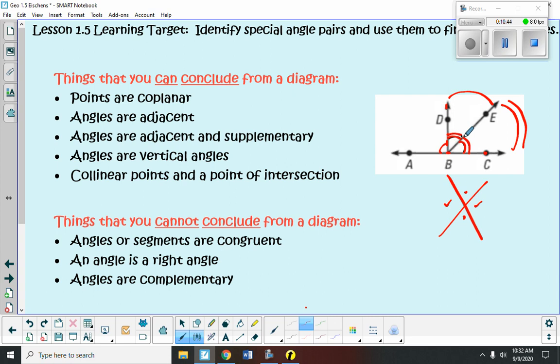And you cannot assume that you have a right angle. Angle DBA looks like it's 90 degrees, but it could be 89.9. So unless you're told that it's a right angle, or that the measure is equal to 90, or that it has this symbol right here, the little box, you cannot conclude it just from looking at it. And also, you can't assume that angles are complementary.